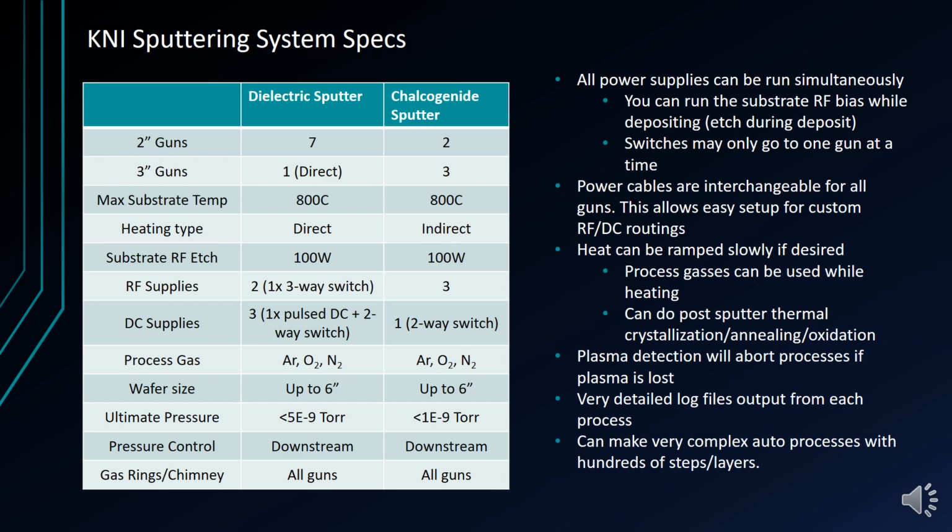Both of these systems allow for a very fine degree of process control over magnetron power, process pressures, gas flow rates, and substrate temperature, and can allow you to arrange instructions into very complex processes, potentially with hundreds of steps.